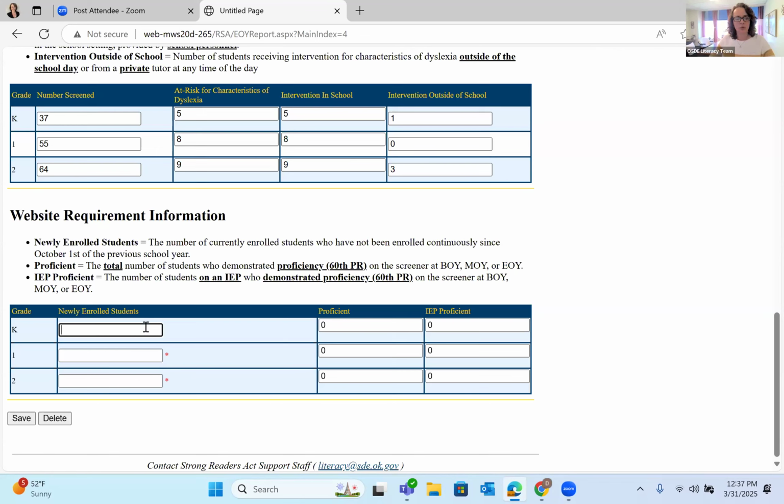So for the first one, we're looking at newly enrolled students. So this is the number of currently enrolled students who have not been continuously enrolled in your district since October 1st of the previous school year.